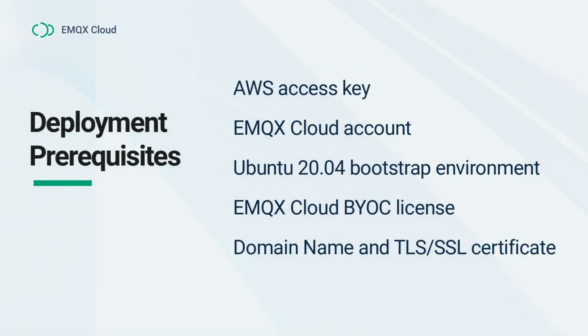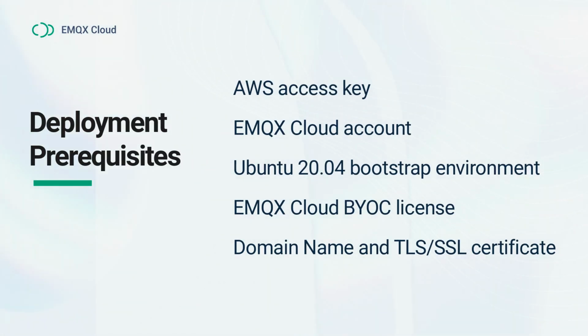Before the deployment, let's make sure we have the following preparations. Ensure you have an AWS account and generate an access key for a user with the necessary cloud resource permissions. You can refer to the BYOC deployment prerequisites section in the EMQX Cloud Product Manual for the specific IAM policy. Make sure you have registered an EMQX Cloud account and logged into the EMQX Cloud Console.